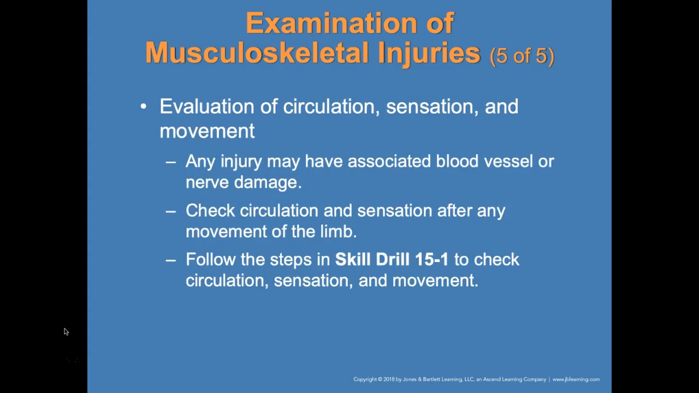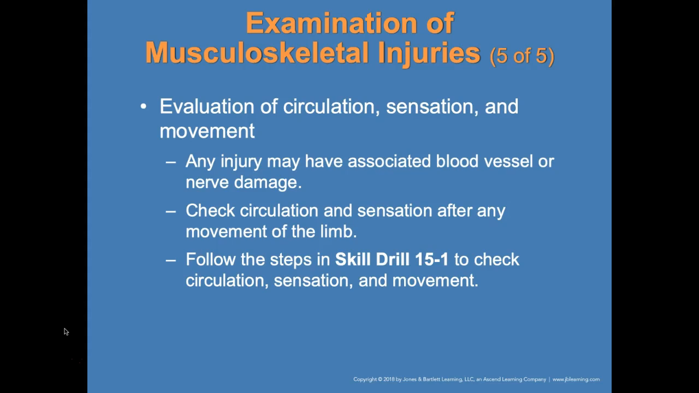With any injury, we may have associated blood vessel or nerve damage, so we need to evaluate the circulation, sensation, and movement of that limb. We need to check the circulation and sensation after any movement of the limb. So if we do any treatments, we splint it, we put it in a sling and swath, anytime we move that injured limb, we need to be checking for circulation and sensation. There's a drill in your book, chapter 15-1. It's going to check for circulation, sensation, and movement.